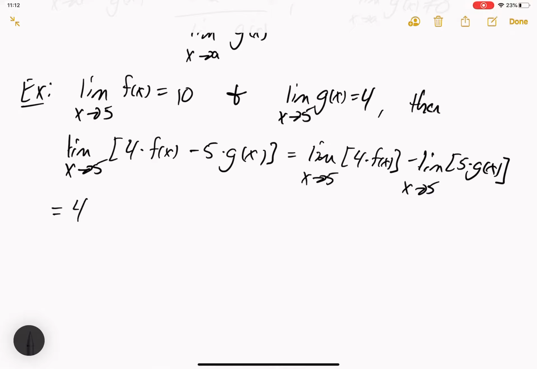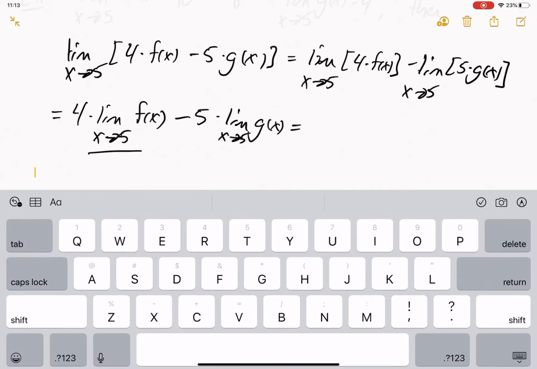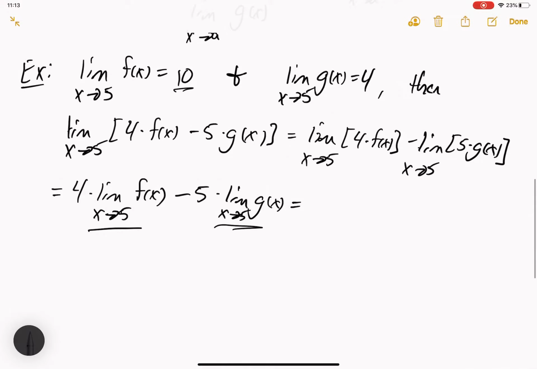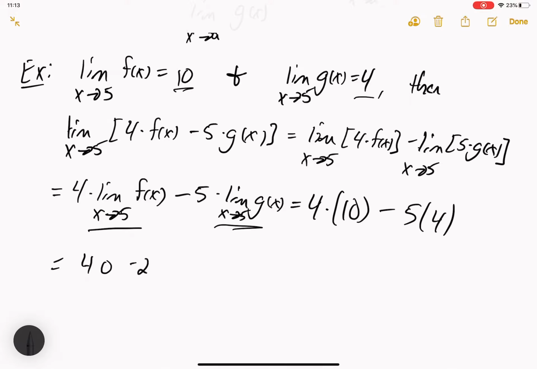So this will be equal to 4 times the limit as x goes to 5 of f of x minus, and then here we're going to pull out the 5 times the limit as x goes to 5 of g of x. And again, we still want to evaluate this, but here we know the limit as x goes to 5 of f of x is equal to 10. And then we know this limit right here is equal to 4. So this is equal to 4 times 10 minus 5 times 4, which will be equal to 40 minus 20 is equal to 20.